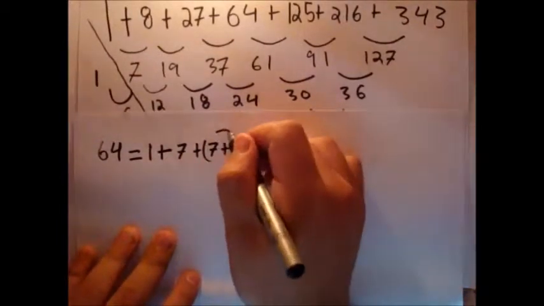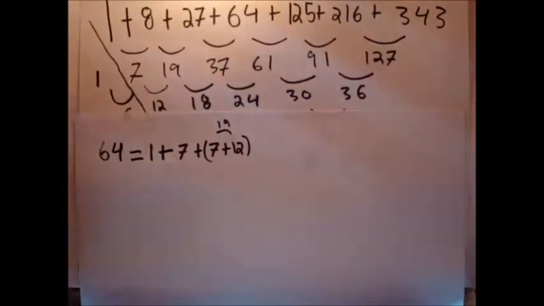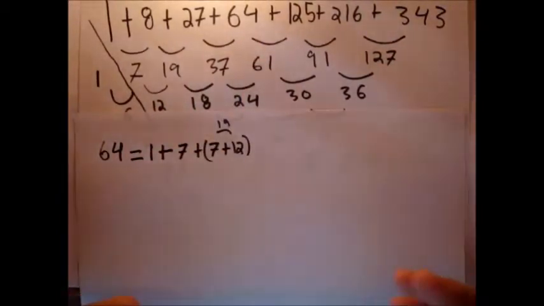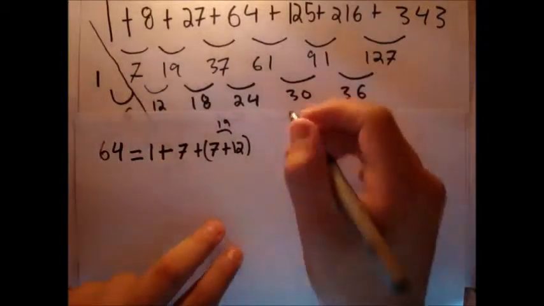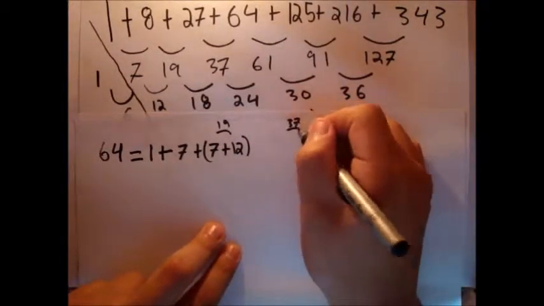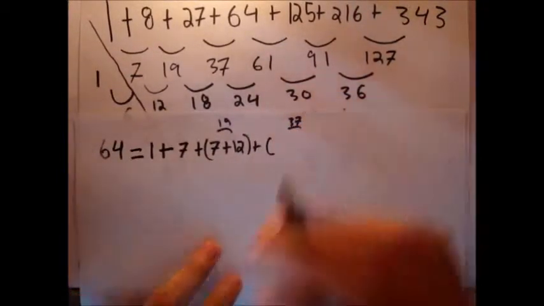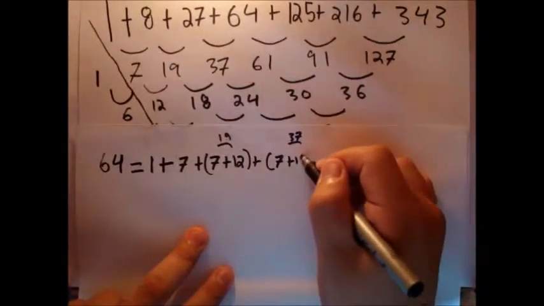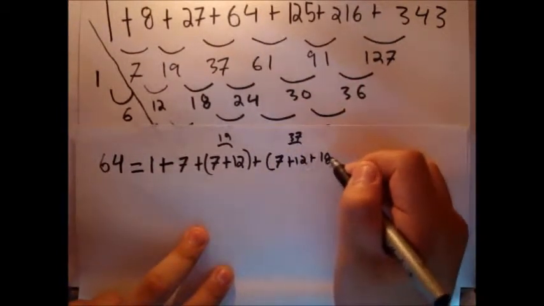Right? This was 19. Okay, so we're at 27 now. But we want to get to 64. We want to write 64 in a new way. What do we need? We need to add a 37. But 37 can be written in a simpler version. It can be rewritten as 7 plus 12 plus 18.